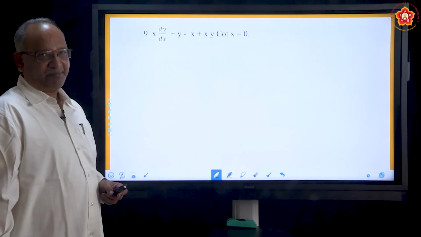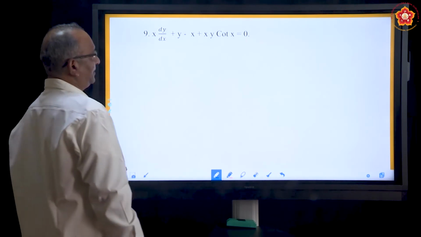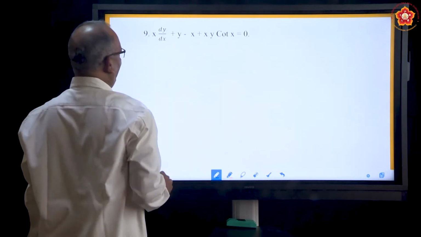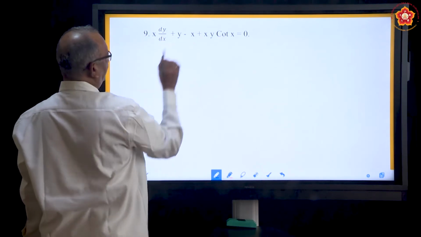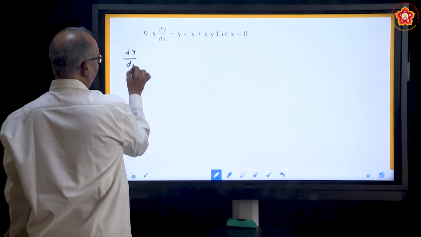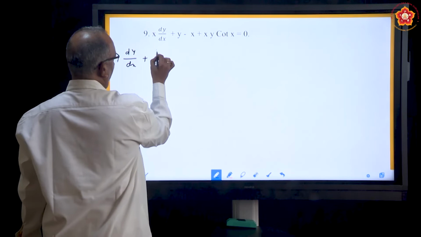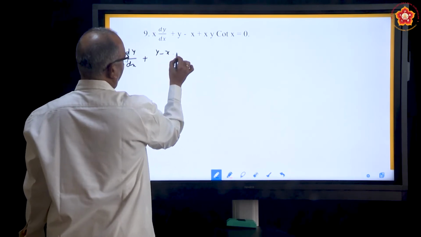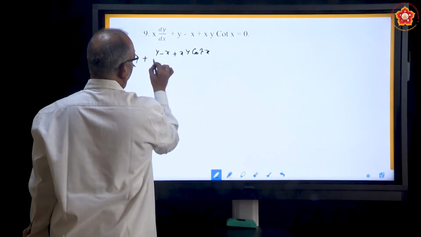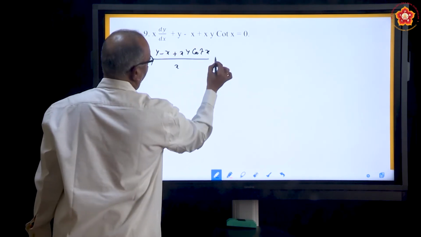The equation appears to be quite big, but still we will be able to proceed. So, what we do, whatever is with x, divide with that. Divide the whole thing with x. So, what will you get? You will get dy by dx plus y minus x plus xy cot x, by x, equal to 0.